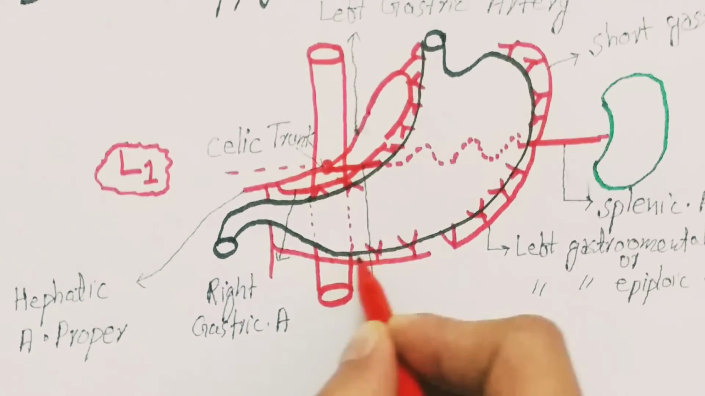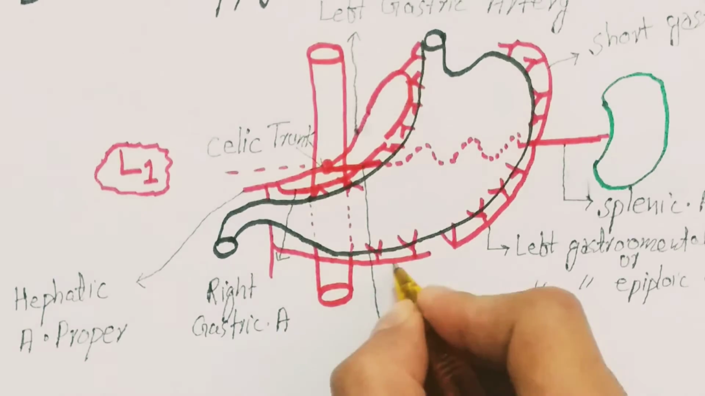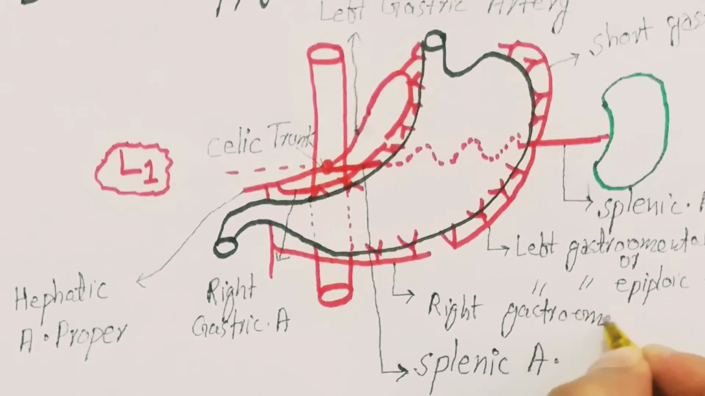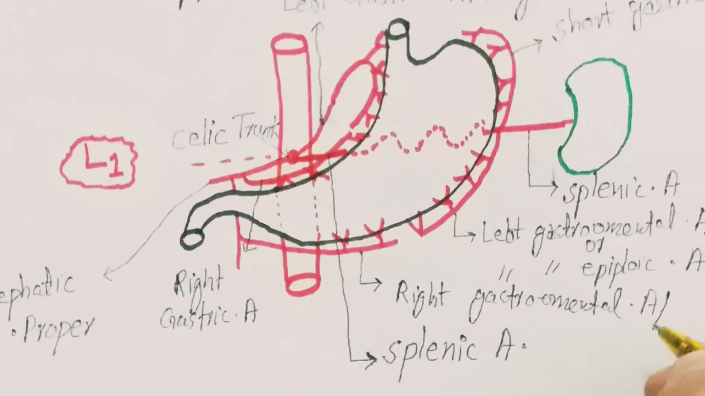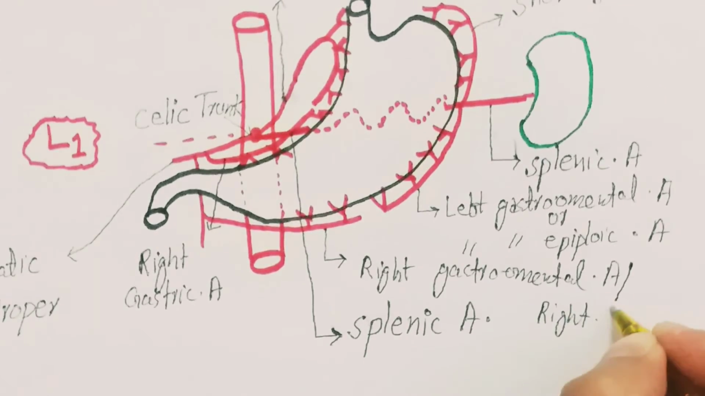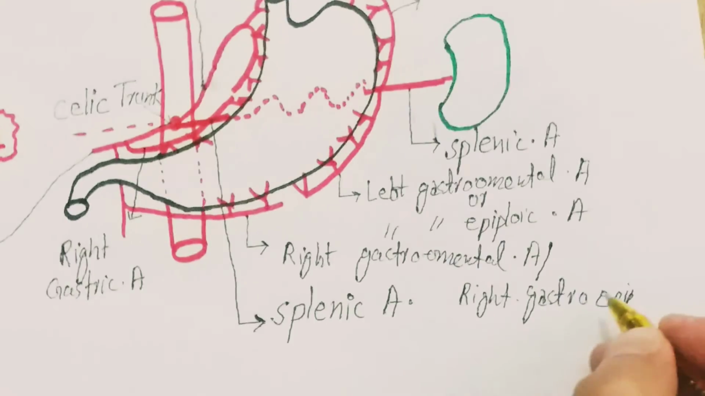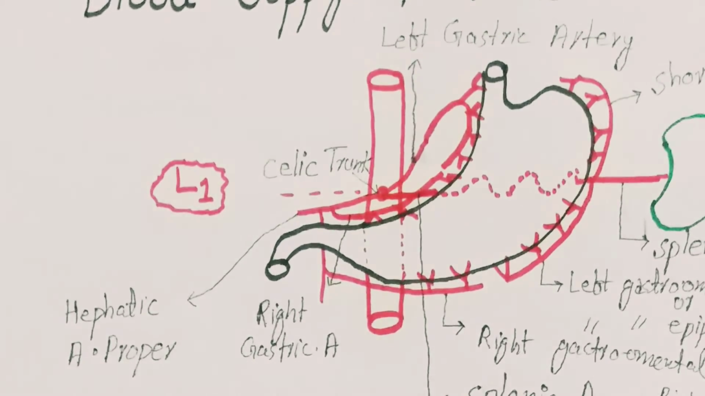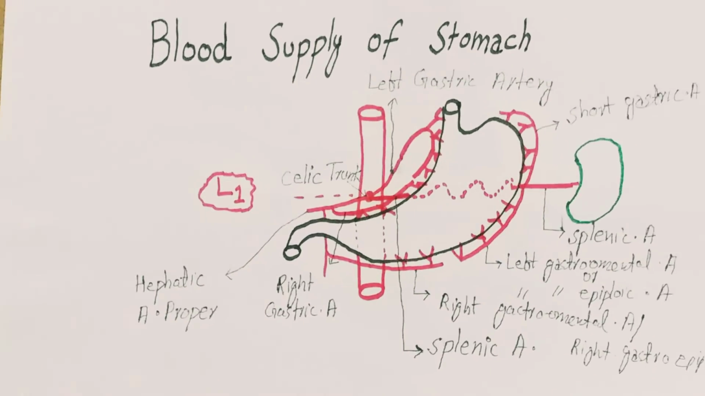Now the remaining portion of the greater curvature of the stomach is supplied by an indirect branch of the hepatic artery proper, and this very artery is called the right gastroomental artery or the right gastroepiploic artery, and this is entering a branch of the gastroduodenal artery.